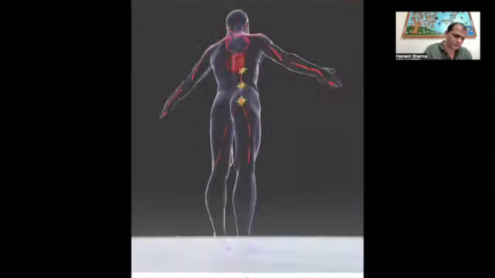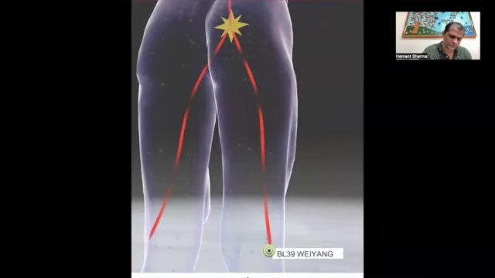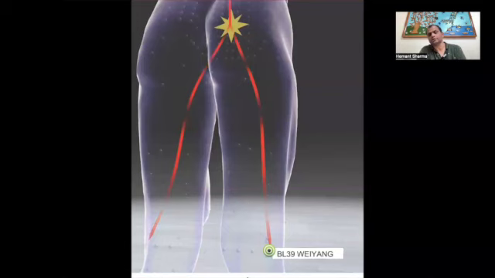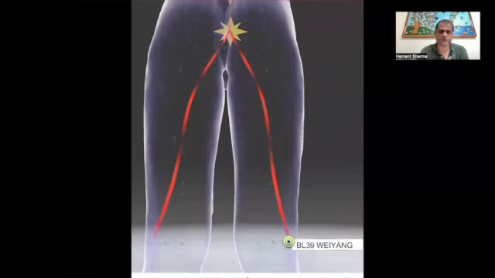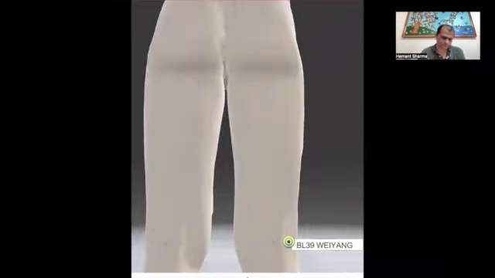Actually, there is one point on the back side of the knee called urinary bladder 39, which is the lower He-Sea point of the triple Barber. So in TCM also, when we use urinary bladder 39, the point just behind the knee, it's a wonderful point for the triple Barber. You can see in this image.